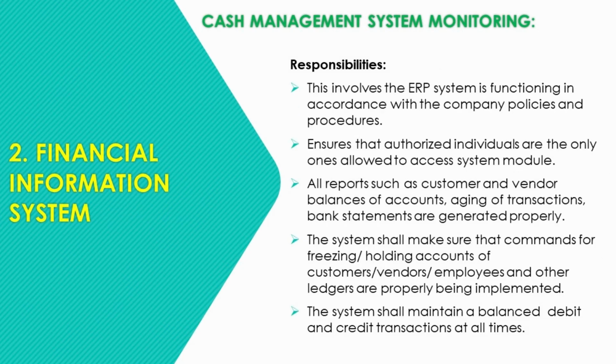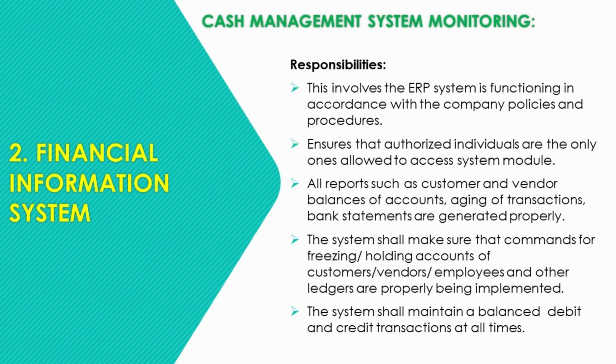The second major role in the monitoring and support for the cash management system is the financial information system. This involves the ERP system that is functioning well in accordance with the company's policies and procedures. The person in charge of the system also has to make sure that authorized individuals are the only ones allowed to access system modules.